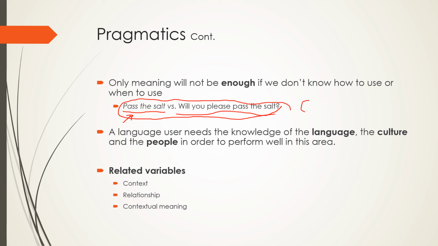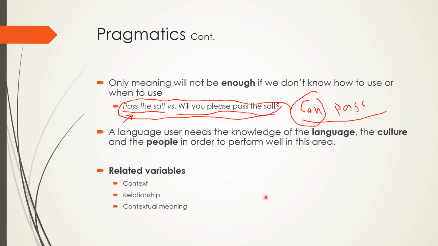But if you say can you pass the salt, it seems to ask about the ability. If you go through the sentence, it refers to ability by using the word can. But you know what it means, what the speaker wants to mean. The speaker doesn't want to know your ability, but wants you to pass the salt. So this particular understanding is referred to under pragmatics. And a language user needs the knowledge of the language, the culture, and the people in order to perform well in this area.